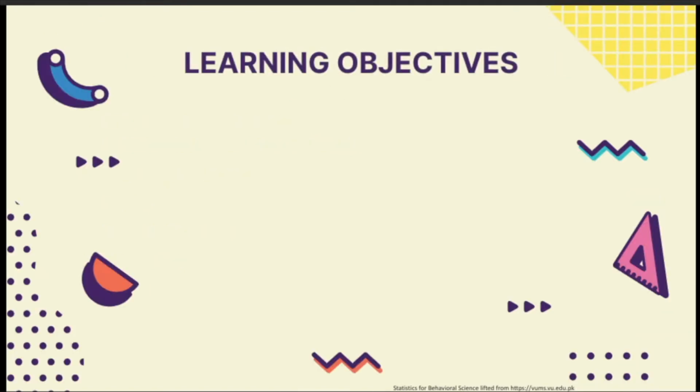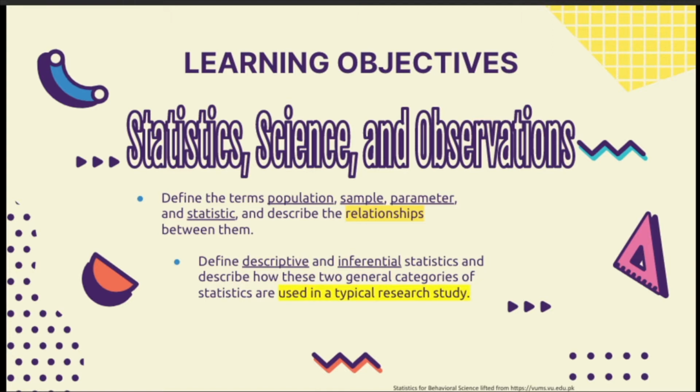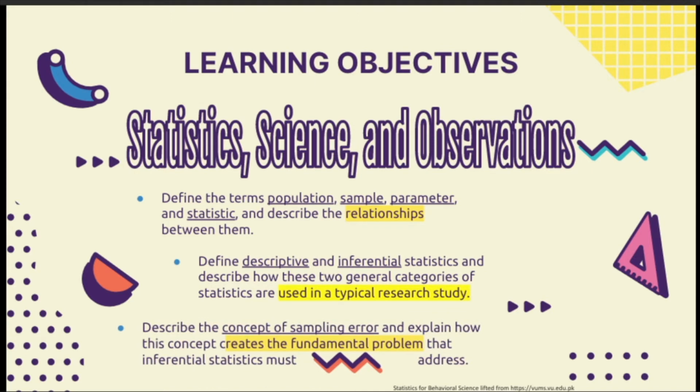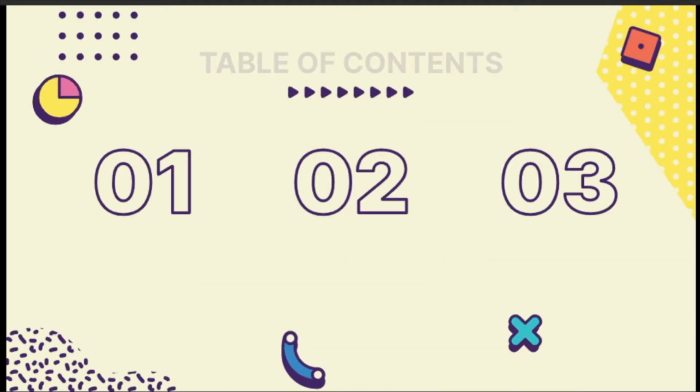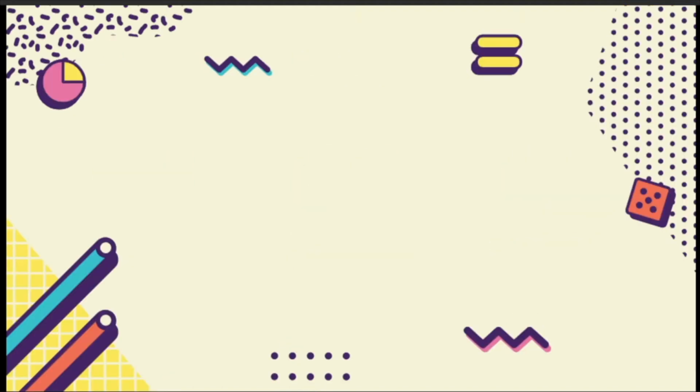At the end of this lesson, we shall be able to define the terms population, sample, parameter, and statistic, and we're going to describe the relationship of each to the other. Then we're going to define what descriptive and inferential statistics are and how they are used in a typical research study. After which, we're going to identify a fundamental problem that inferential statistics must address, and we're going to talk about the concept of sampling error. Let's talk about the definition of statistics, the population, sample, and sampling error.